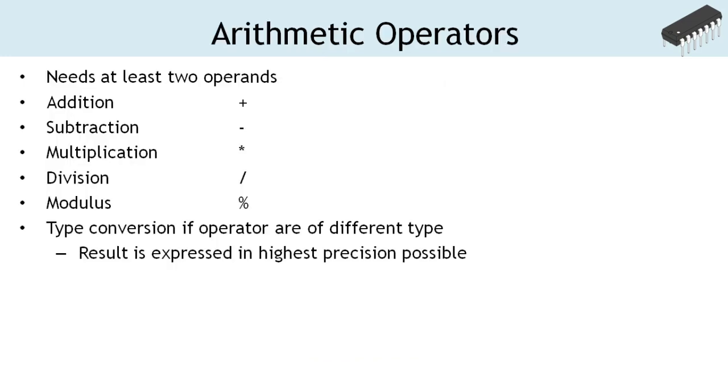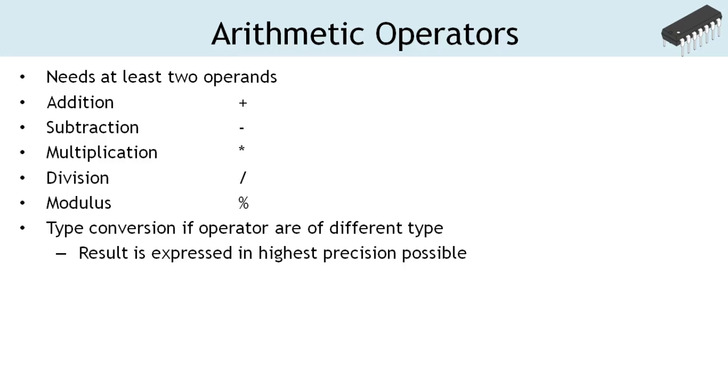There are 5 arithmetic operators in C. These are addition, subtraction, multiplication, division, and modulus operator. All these operators at least need two operands and must be numeric values. The operands can be integers, floating point values, or characters. The modulus operator needs both operands to be integers and the second operand must be a non-zero value.